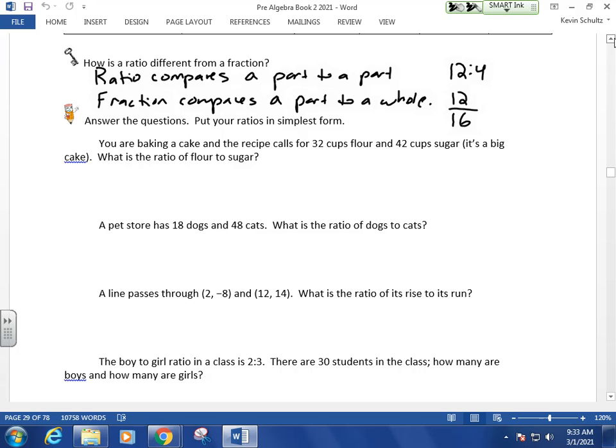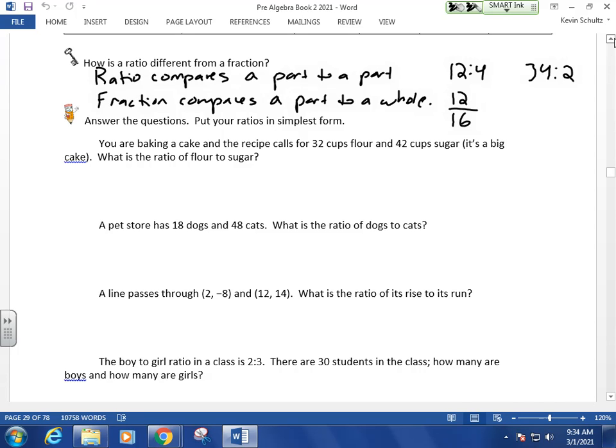I should start doing test scores and ratios, like on a 36-point test. 34 to 2. Questions right, questions wrong. I should do that. How many pages is this objective here? Whoa, 2 pages. Excellent. So it says answer the questions, put your ratios in simplest form.